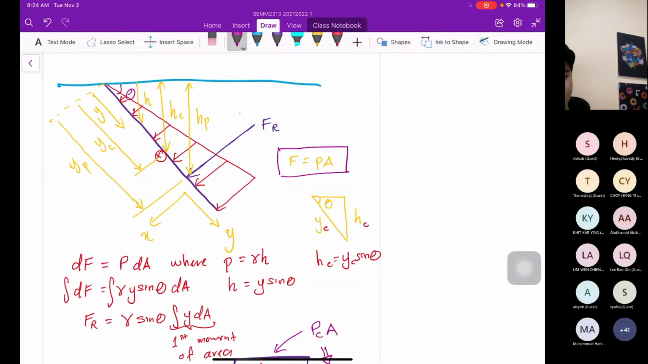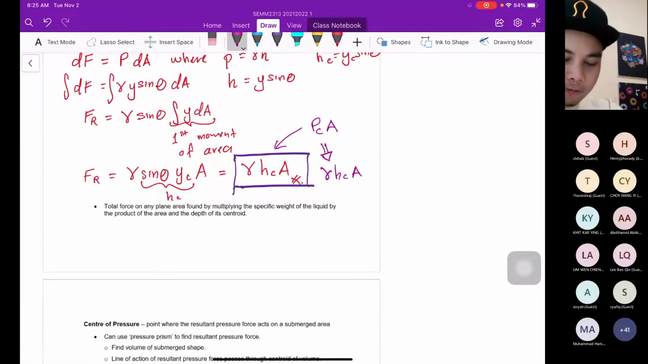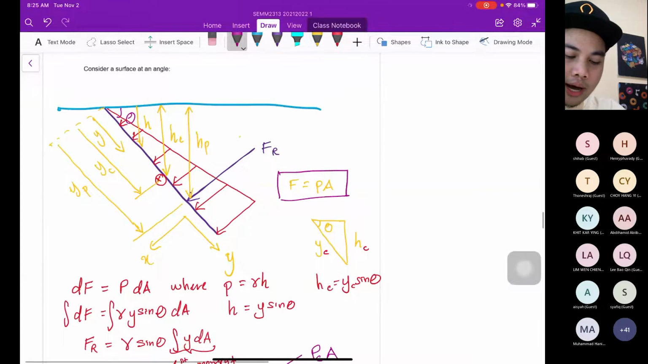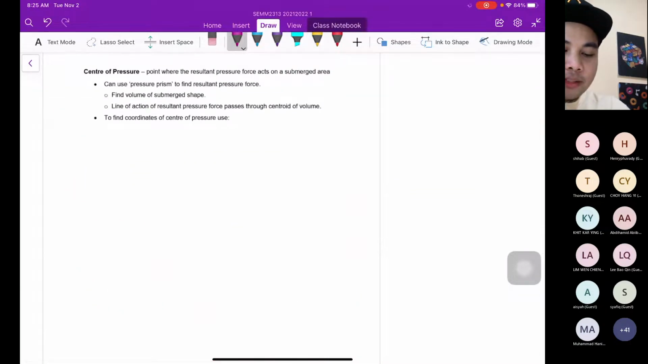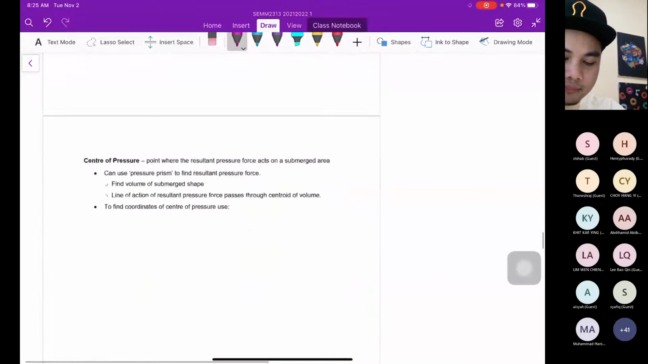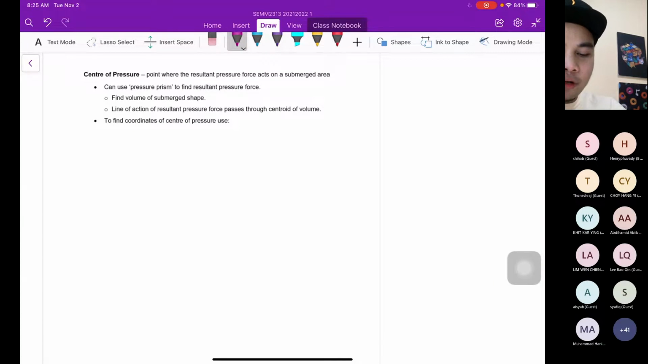Okay, now we proceed to the question. Total force on the plane area is found by multiplying the specific weight of the liquid by the product of area and the depth of its centroid. This is what I explained. So, center of pressure, YP or HP. We can use the pressure prism to find the resultant pressure force. I use the prism. Find the volume of the submerged shape; the line of action of the resultant pressure force passes through the centroid of the volume. To find the coordinate of the center of pressure, use this equation.